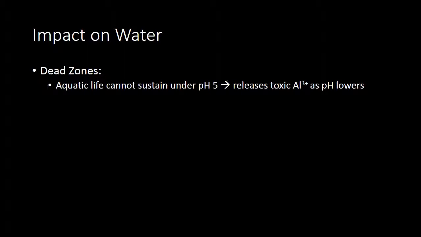First, it can create what's called dead zones. That means the aquatic life is very sensitive, and it cannot sustain life under a pH of 5. Well, if our rain is naturally 5.6, a little bit more acid in that rain can severely change the aquatic life. Just like with plants, that's going to release aluminum into the water, which further lowers your pH because aluminum does act as an additional acid, which we'll talk about in 18.1 of why aluminum has that ability.